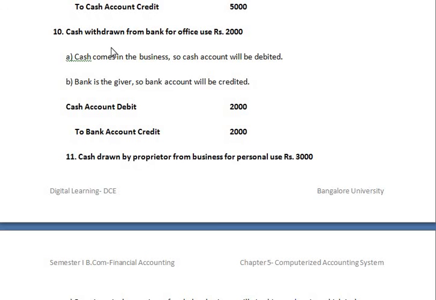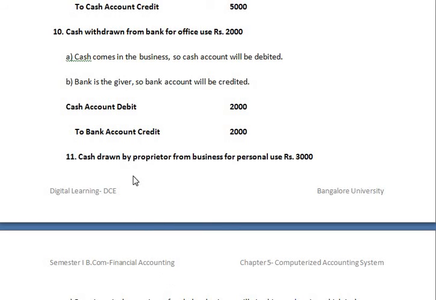Cash withdrawn from bank for office use 2,000. Cash account debit. Cash is coming in. Bank is the giver. From bank it is coming. So bank account credit. Cash is coming. From where is it coming? Bank. Bank is the giver. Cash account debit to bank account.